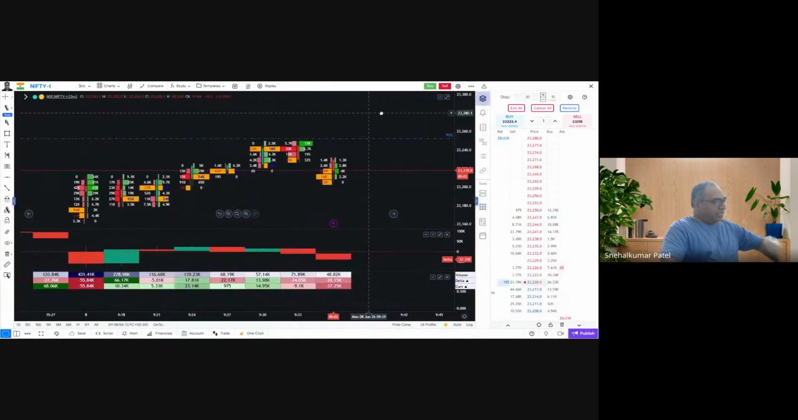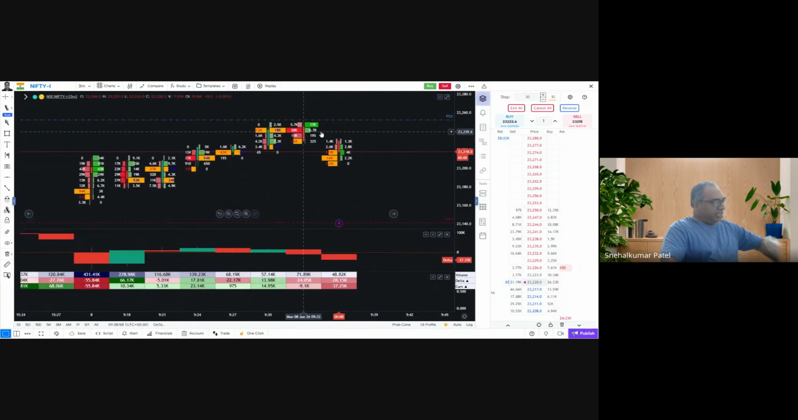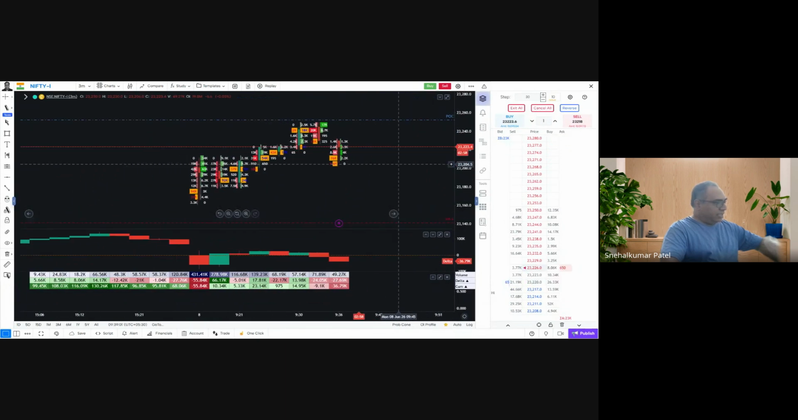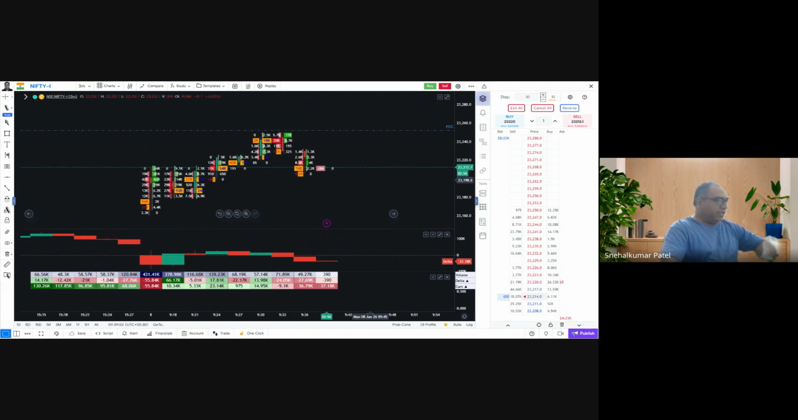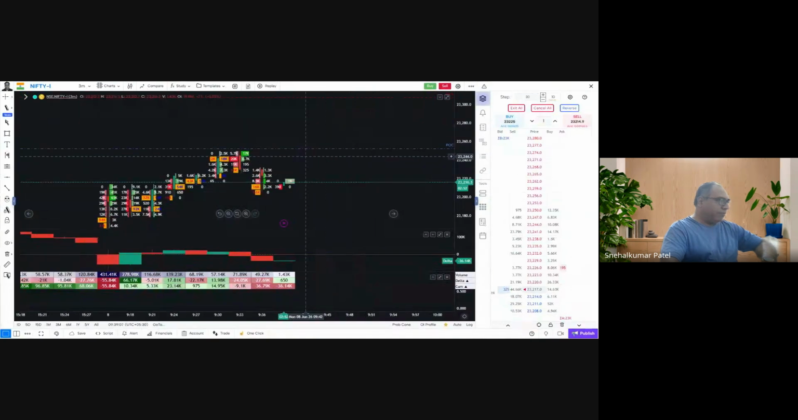as I mentioned earlier, these are the levels that work like a magnet. POC is like a magnet. So price most of the time tries to go towards POC, which is point of control, and maximum participation of orders takes place around this level. And it also acts as support and resistance.